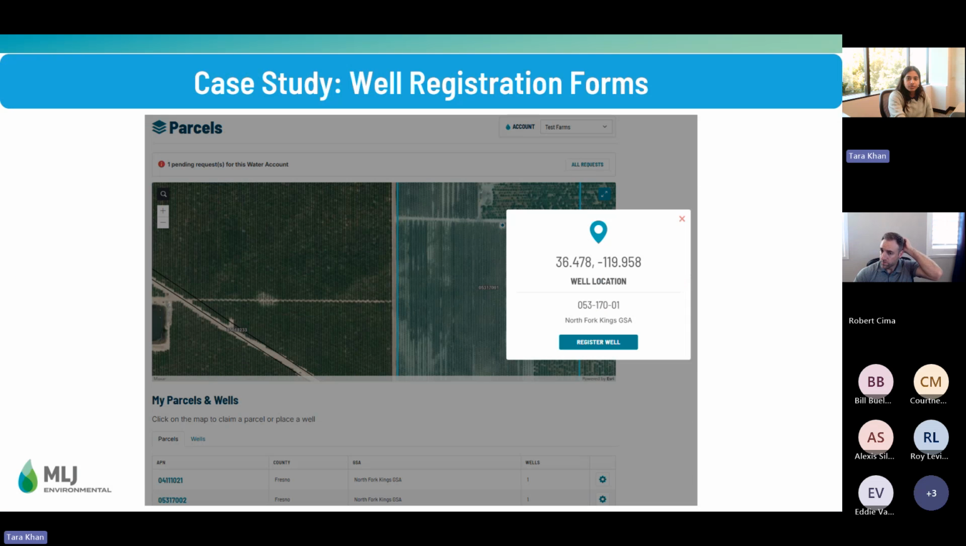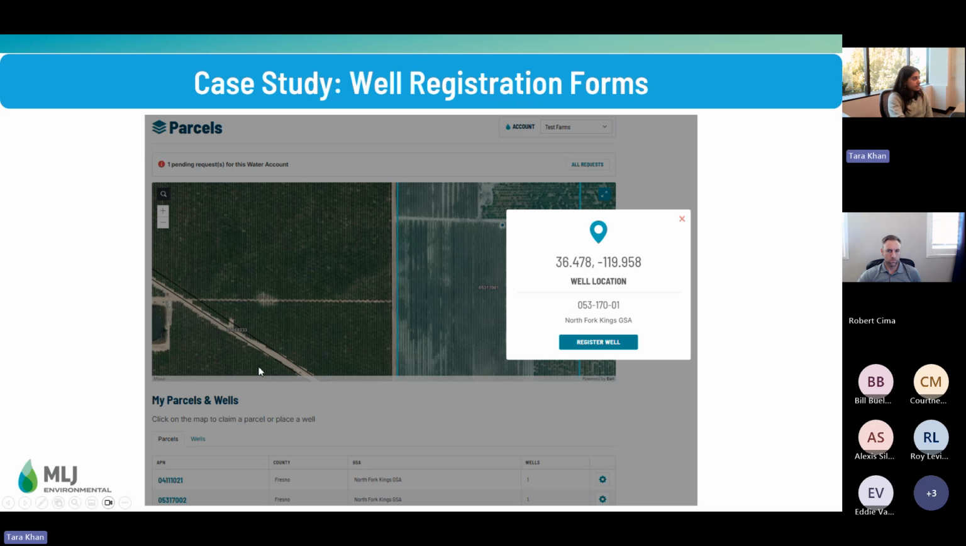So I wanted to walk through a bit of a case study here. Well registration forms. A lot of folks are doing this manually, and I understand the reasons why. It's familiar. People have been doing manual collection for a very long time and might not know the reasons for trying to digitize that.